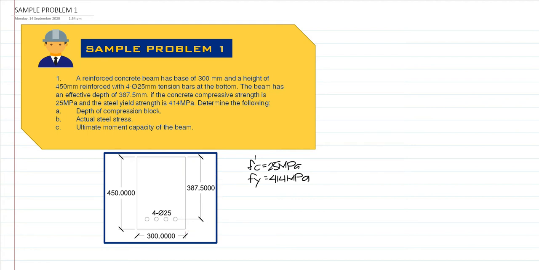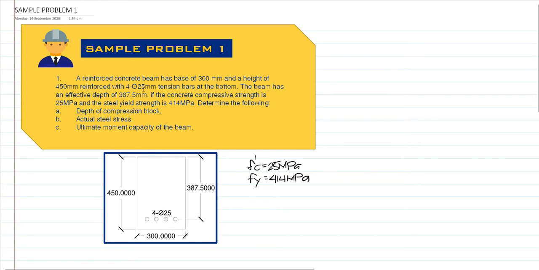So, syempre, inassume natin na single layer yan. So, wala pa naman kasi tayo dun sa part ng provisions for the spacing ng bars. So, dito, since analysis lang pa lang naman to and wala pa tayo dun sa part ng design, so we assume na single layer pa lang naman siya. Then, pinapadetermine sa atin yung depth of compression block. So, yun yung A. Yung actual steel stress, which is the Fs actual. Then, yung ultimate moment capacity of the beam, which is the Mu.